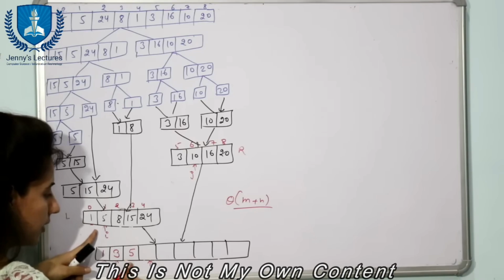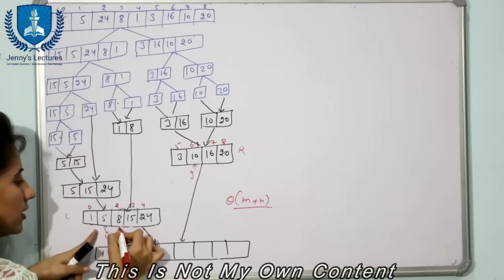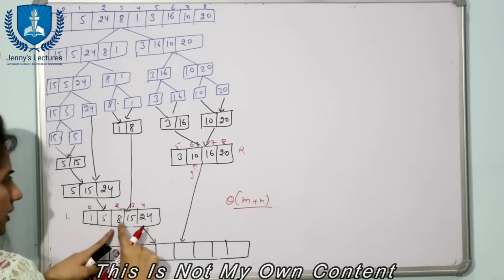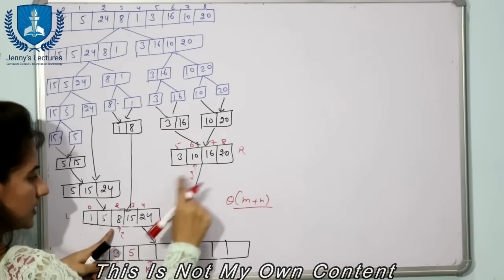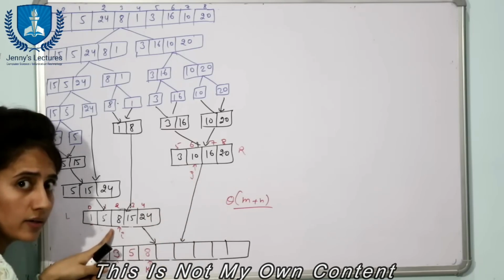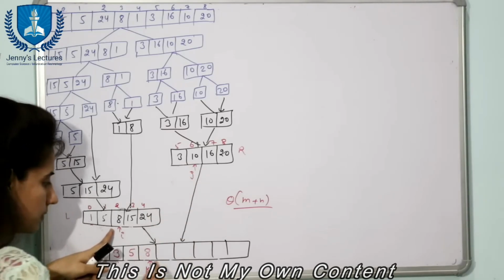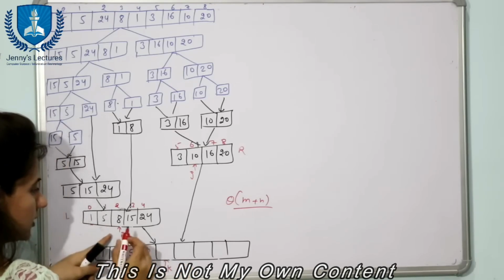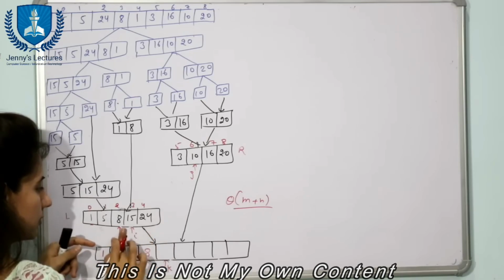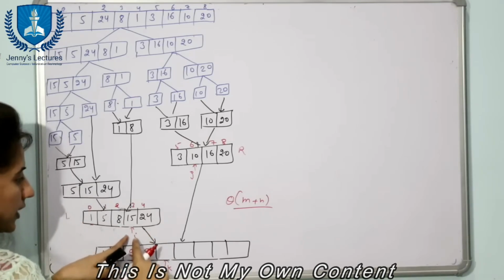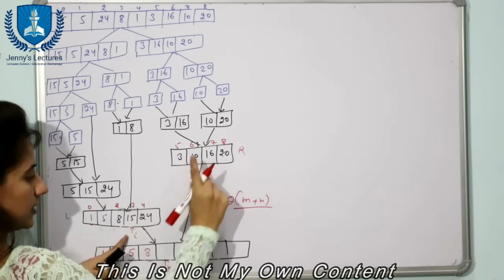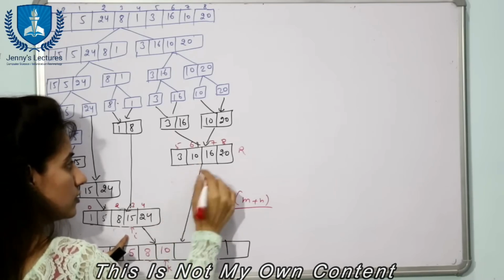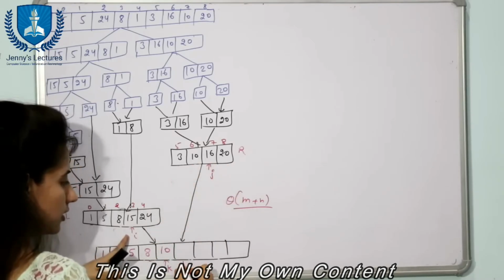Increment K. K is now at this place, and increment I. Now again compare 8 with this 10. 8 is less than 10, so we put 8 in this new sublist. Now increment K, and increment I also. Now again compare 15 with this 10. Which one is less? 10. So we put 10 in this sublist, and increment J. J is at this place, and increment K.